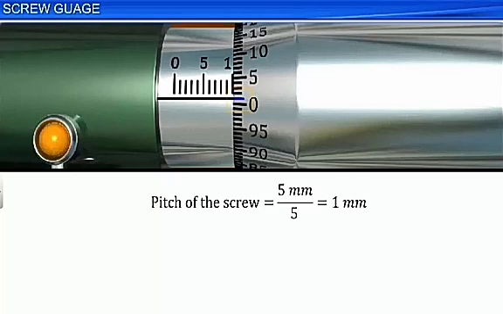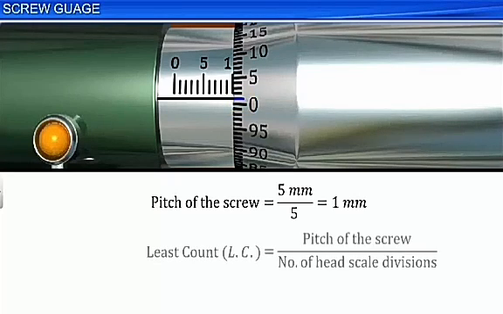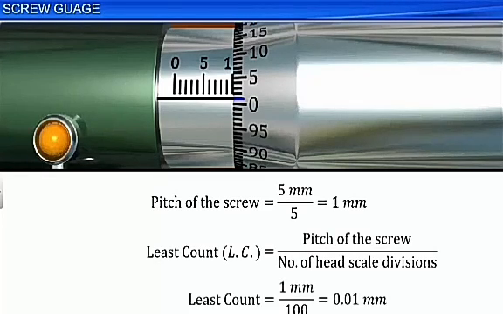In another way, the least count is equal to the pitch of the screw divided by the number of head scale divisions. As the pitch of the screw is 1 mm and the number of head scale divisions are 100, the least count of the screw gauge is 1 millimeter by 100, which is equal to 0.01 millimeter.